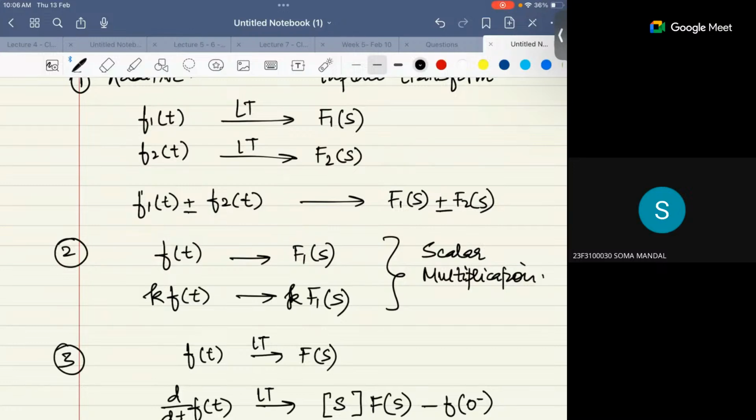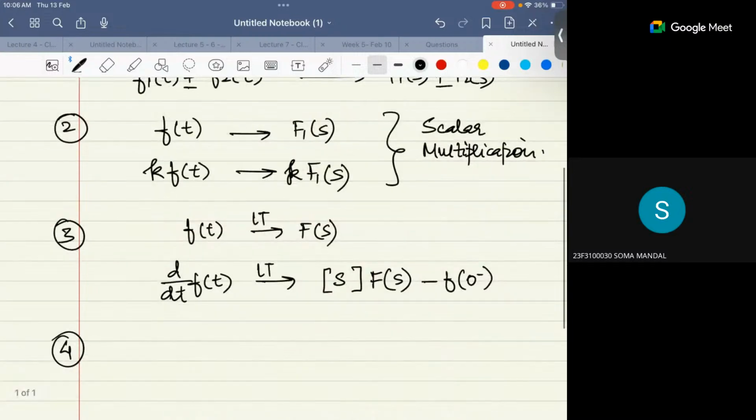You can do the same thing in the S domain also. And if for a signal you have the Laplace transform, and you have been asked to calculate the Laplace transform for the differentiation, you can directly multiply by S. And if the initial condition has also been given, then you have to subtract it.